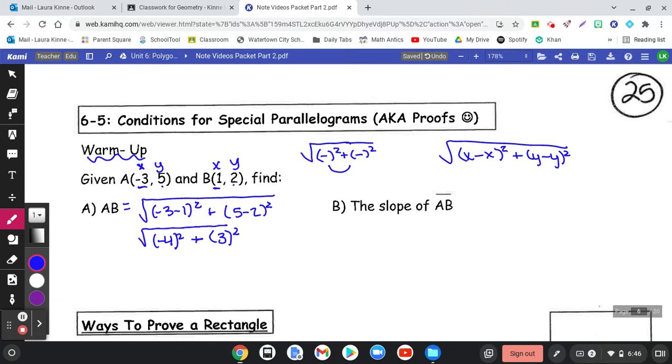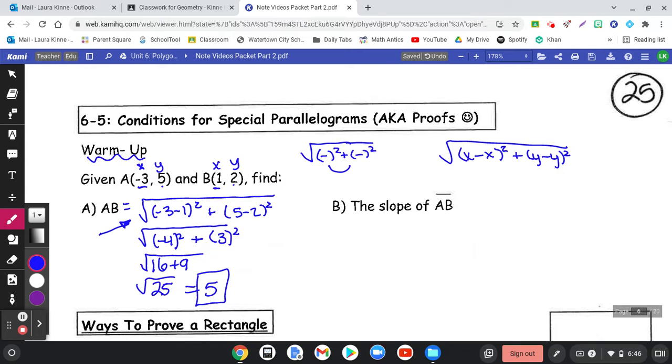All right, so we still got our face going on here. 16 plus 9 is 25, and the square root of 25 is 5. But again, you could have put it into your calculator right from the get-go to get 5. Okay, so that's the length of AB. Again, if you would have done this on a graph, you would have got the same thing using Pythagorean theorem.